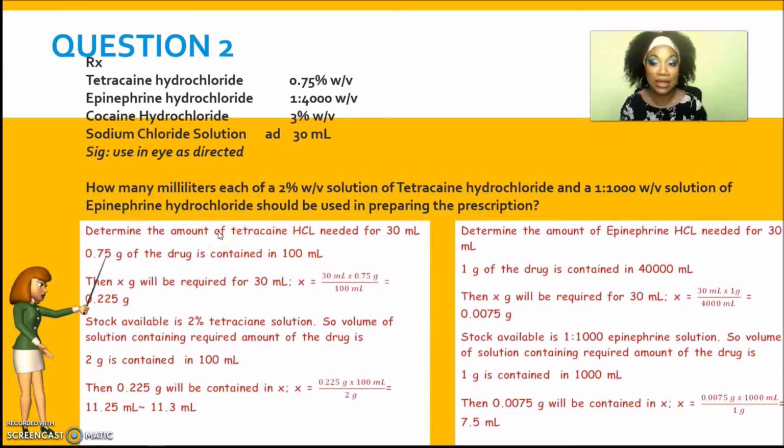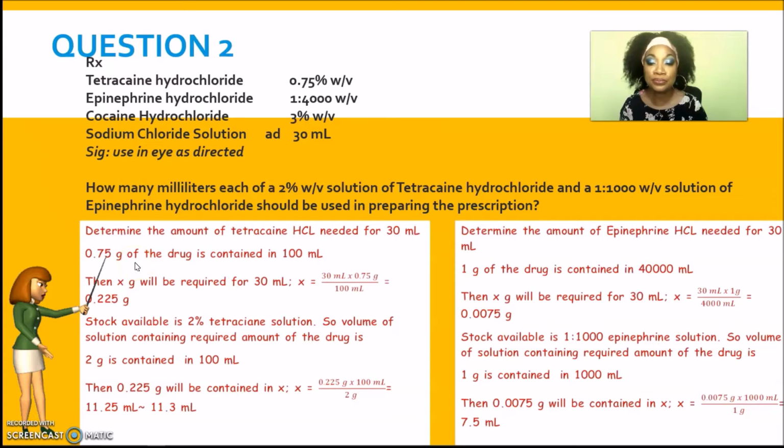Now we need to look at this formula, and this formula tells us a lot of information. It tells us, in terms of tetracaine hydrochloride, the final concentration that would be in this solution of 30 mils. It's saying that this 30 mils, once you have made it, you will have 0.75% weight in volume of tetracaine hydrochloride.